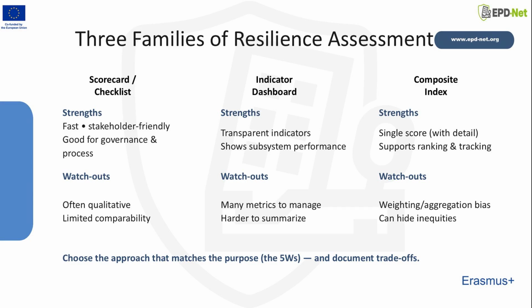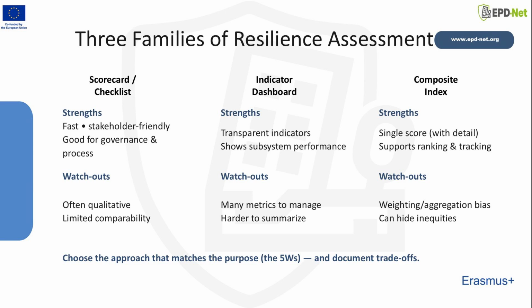Urban resilience assessments often fall into three broad families. The first is the scorecard or checklist approach. This is usually stakeholder-friendly and useful for governance or institutional self-assessment, but it is often qualitative and less comparable across places. The second is the indicator dashboard. Dashboards present multiple indicators side by side and are often strong for diagnostic work because they show subsystem performance transparently. Their weakness is that they can be difficult to summarize for communication or high-level comparison.